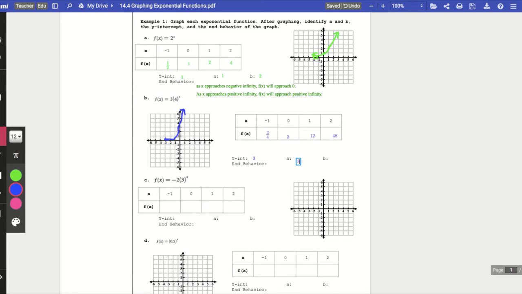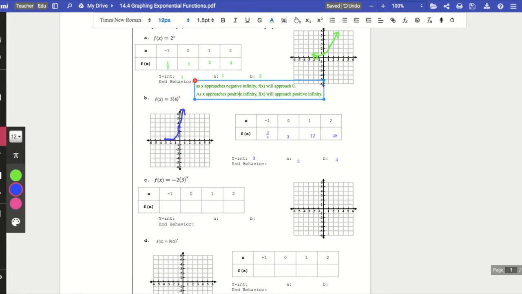And then b is going to be 4. And then again, describing the end behavior, I'm actually just going to copy and paste this because I like to be lazy.